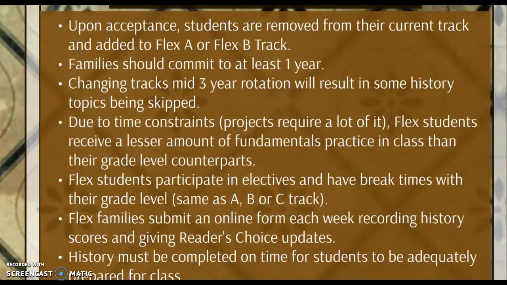Okay, so some fine print issues. Upon acceptance, students are removed from their current track and added to Flex A or Flex B track. Families need to commit to at least 1 year. Changing tracks mid-3-year rotation will result in some history topics being skipped. If your student is in the class from grades 3 through 5, they will receive that full 3-year rotation, and there won't be any of that skipping of topics.